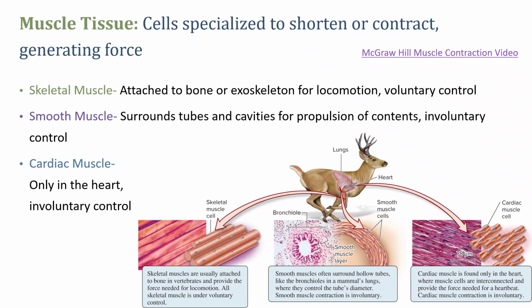Then we have smooth muscles. Smooth muscles are the muscles that surround our cavities. So think your esophagus, your intestines, your stomach, and how those muscles sort of contract and open up in and out, and their job is to push food through. We also have muscles that do this for our blood, for our lungs.